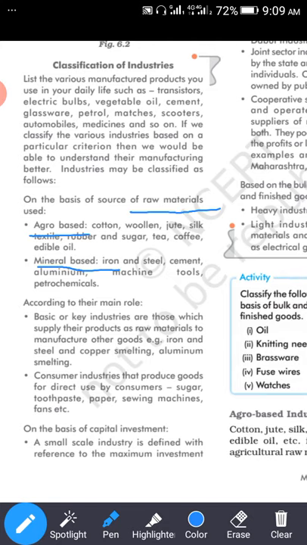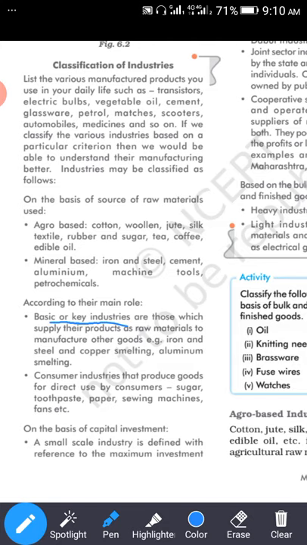And the next one is the mineral based. Now the question you have to write: on the basis of raw material, the industry is classified into which and how many categories. The next question: according to the main role, the industry is classified into how many categories. Now the basic or key industry.